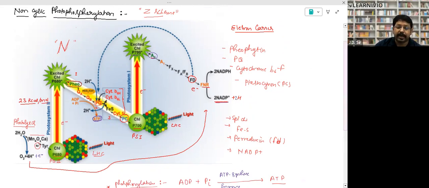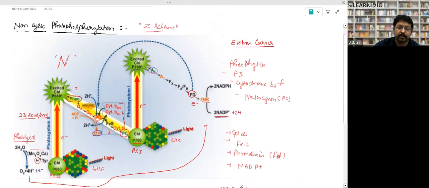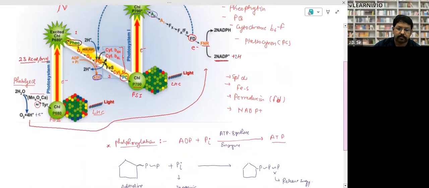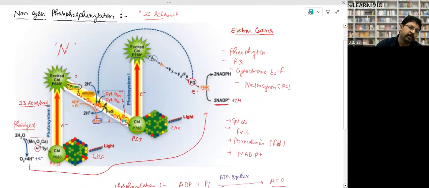Now, which are the electron carriers? Pheophytin, pheo means pheophytin, first one. PQ, plastoquinone, cytochrome b6f complex, then plastocyanin, right? So this is all about the non-cyclic photophosphorylation.